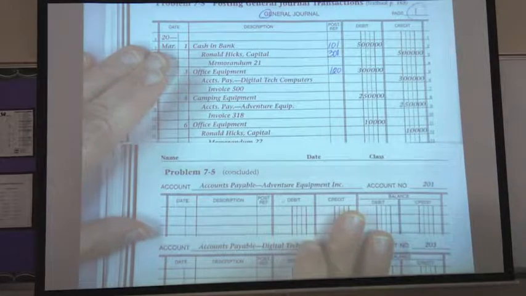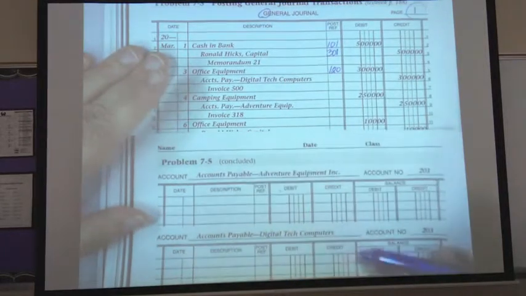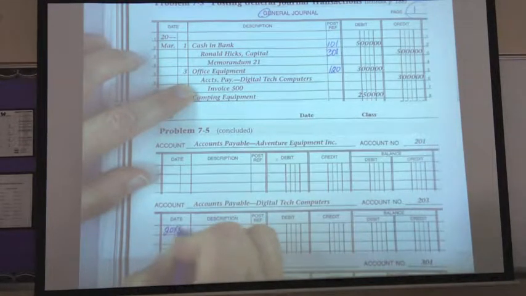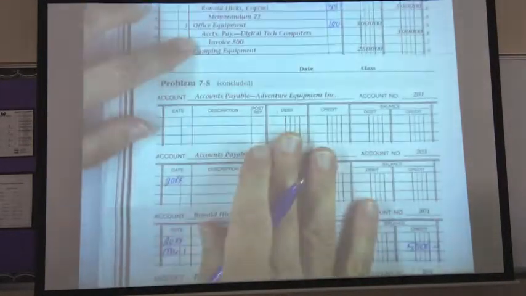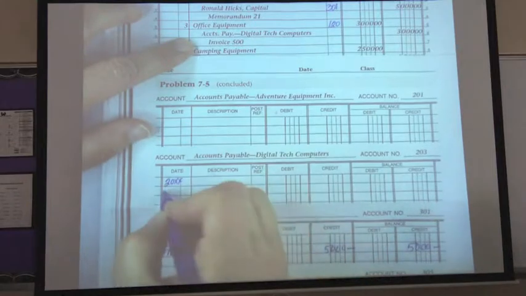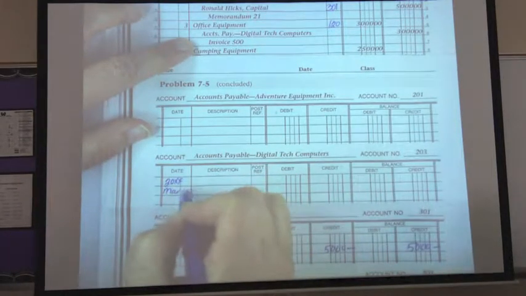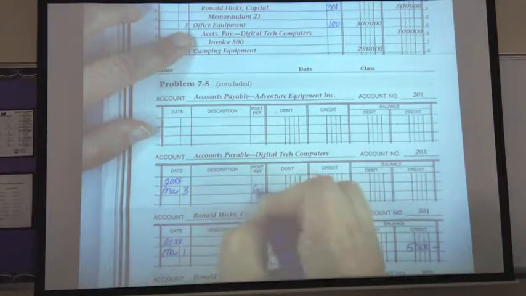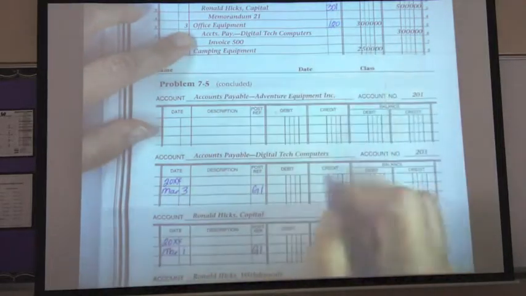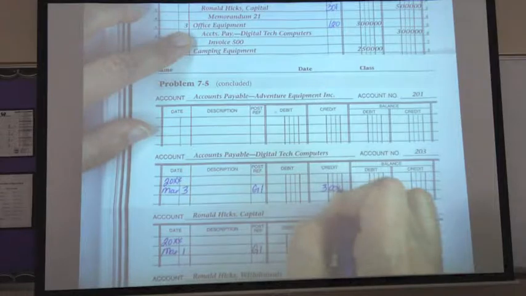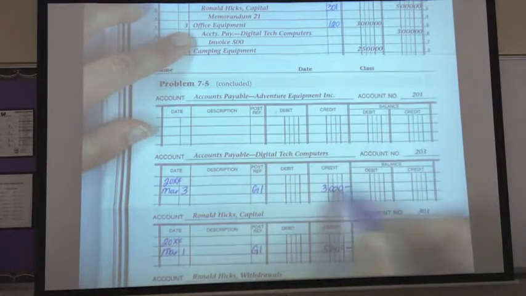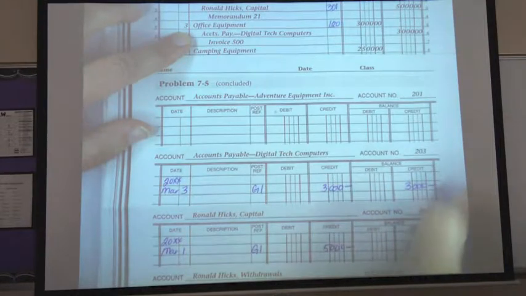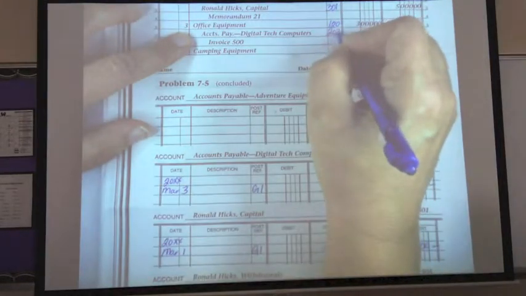Accounts payable, Digital Tech Computers. I'm going to start with the year. Oops, you can't really see that very well, can you? March 3rd. No description. Post reference is G1. This time it was 3,000 on the credit. 0 plus 3,000 equals, excuse me, 3,000. And we write 203.